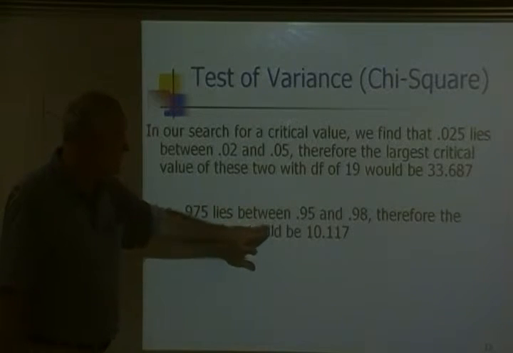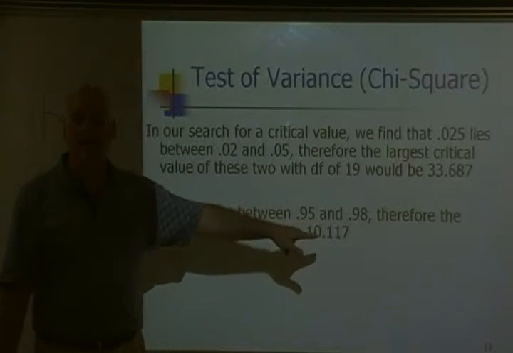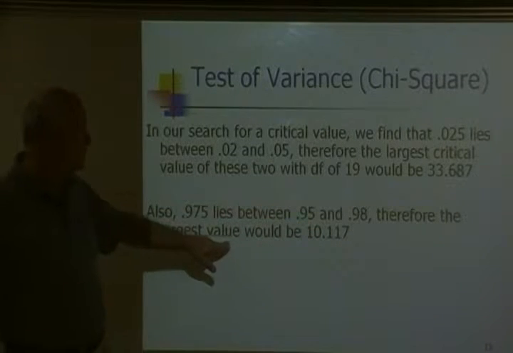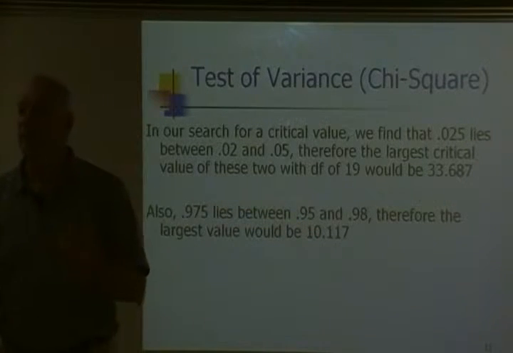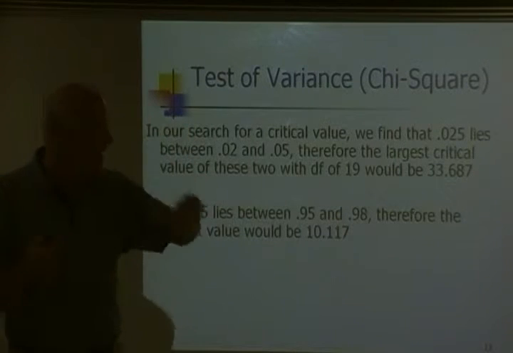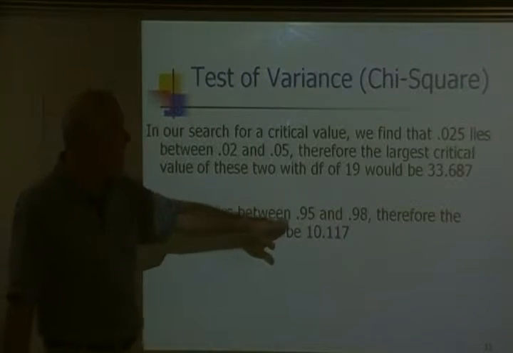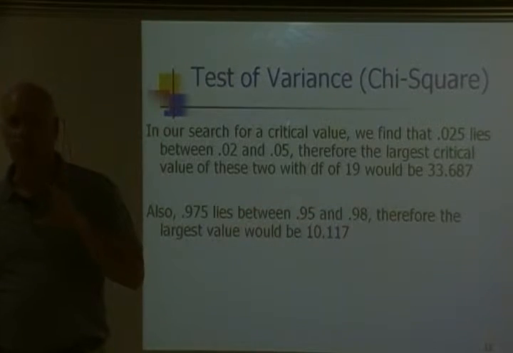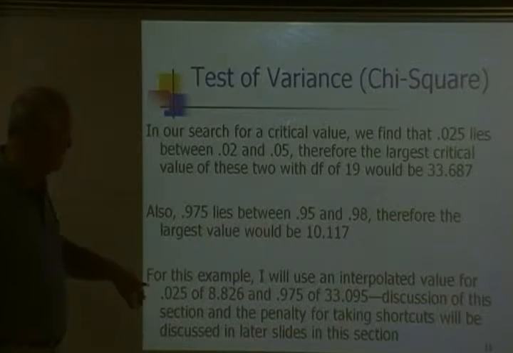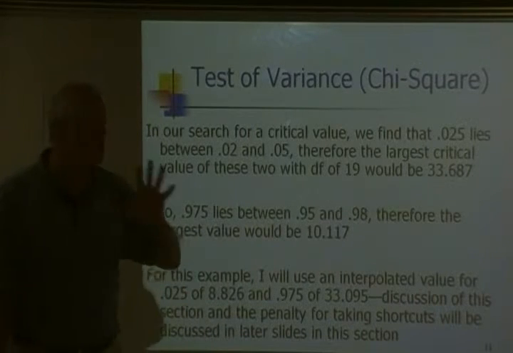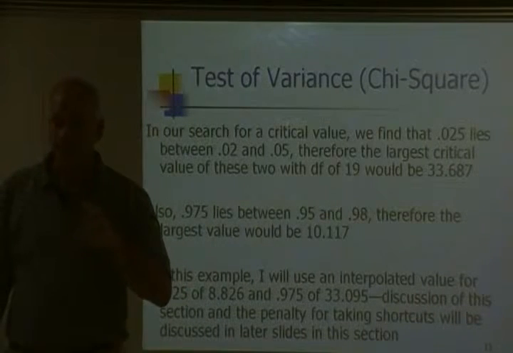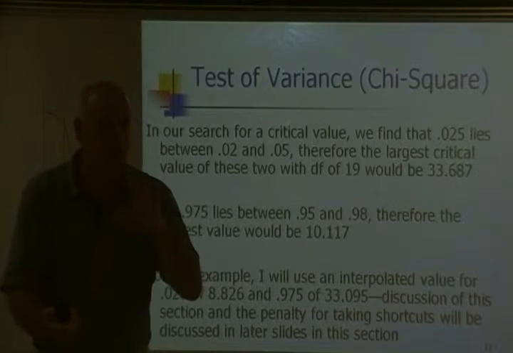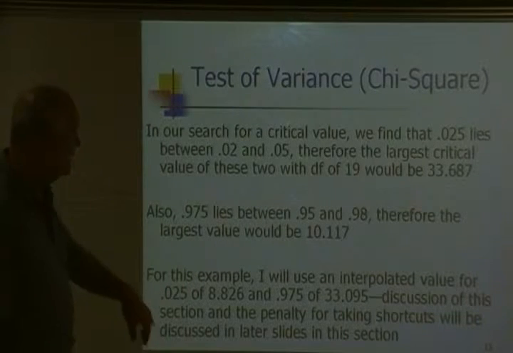Also, 0.975 lies between 0.95 and 0.98. Therefore, the largest critical value would be 10.117. So again, we don't find 0.975 anywhere. It falls between these two. There's a process called interpolation that I'll show you at the end. So for this example, I'm going to use the interpolated value. And as we finish, I'll go through the interpolation and show you how it came about.